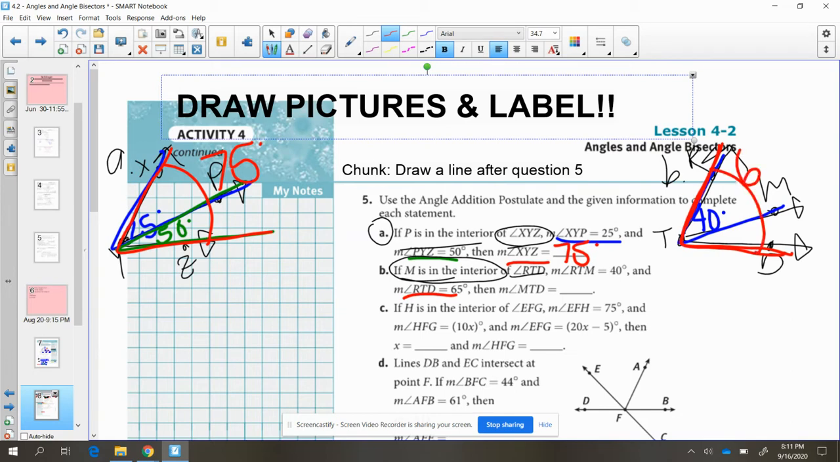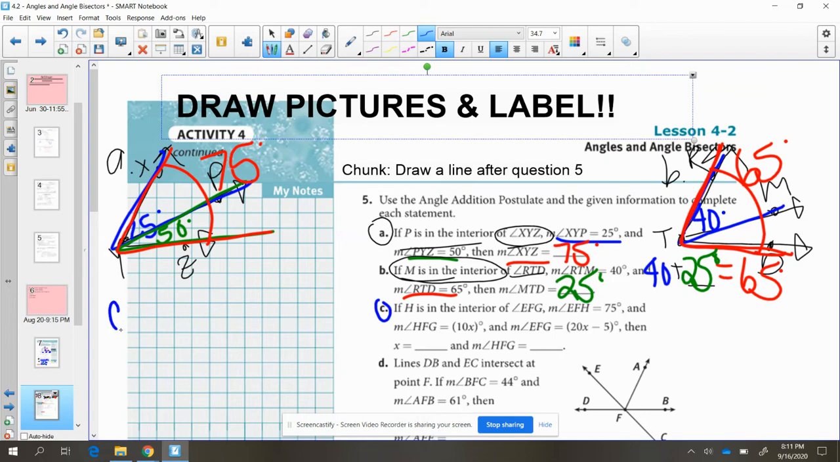Now this is where drawing the picture comes into play, because they're not always just going to give you the two small angles and assume you're going to add them up. This time we have given to us the small angle, but we don't know the other small angle, but we know together they add up to equal the big angle. So this time we're not going to add. What we're going to do is subtract 65 minus 40 to realize our missing angle is 25 degrees.